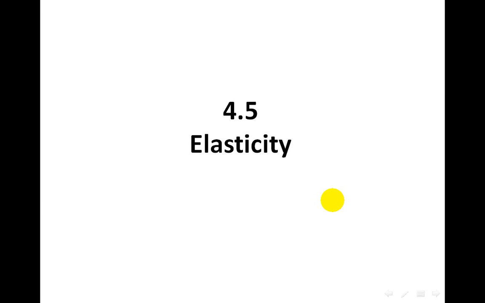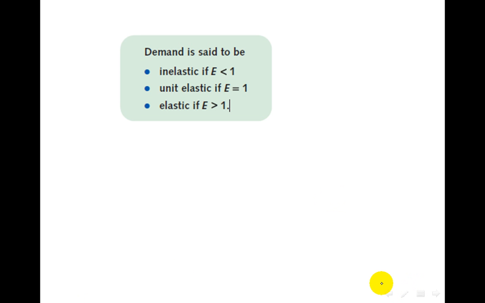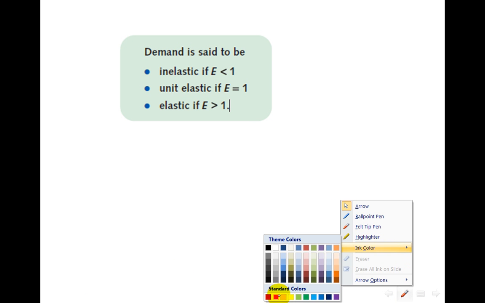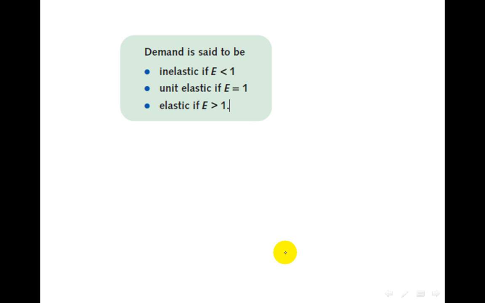Hello there. Here we're going to talk about 4.5 elasticity. The idea of elasticity is that whenever the price changes, what effect it will have on the demand. In some cases, the change in price will make a big difference on the demand, and sometimes it won't make any difference. And that's the idea that I'll explain here.